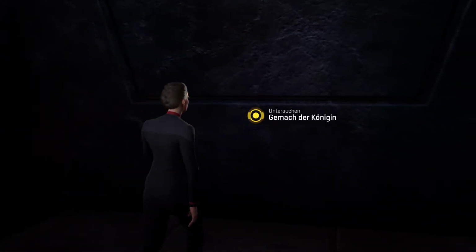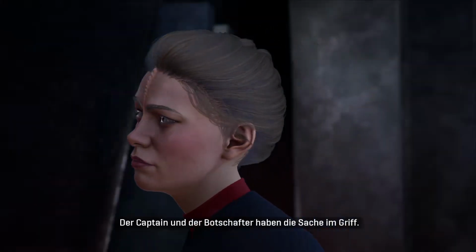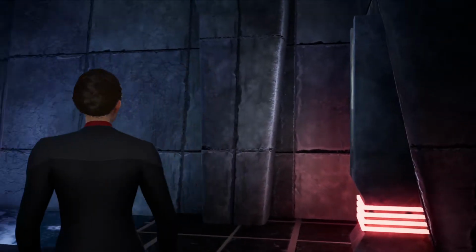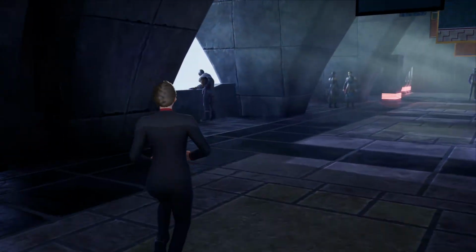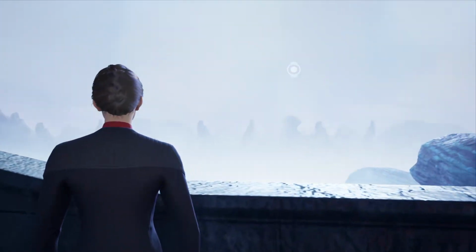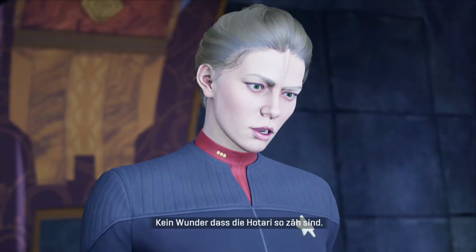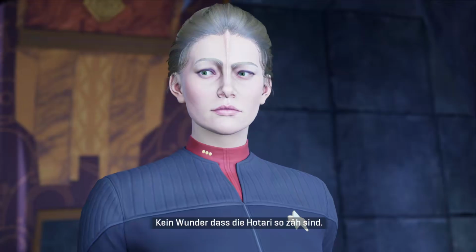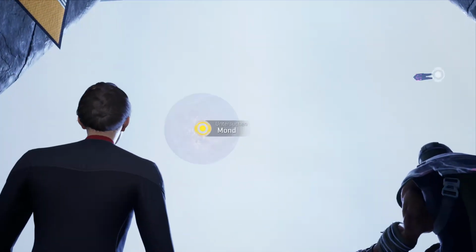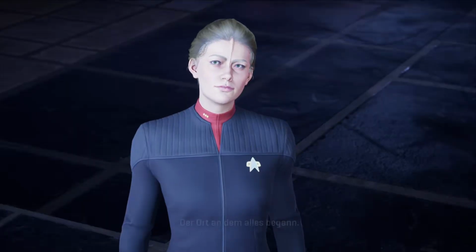Okay. Was haben wir hier? So? The captain and ambassador have it handled. I've got my own mission. Yeah, boy. Oh, Landschaft. Such rough terrain. No wonder the Hotari are so tough. Oh, nice. That must be Tau. The place it all started.